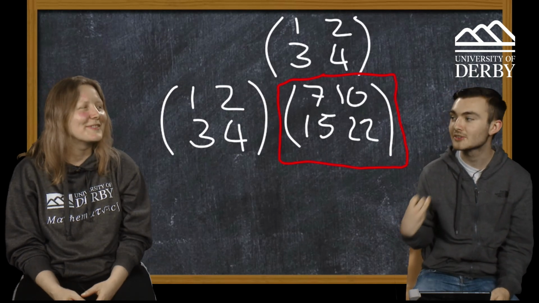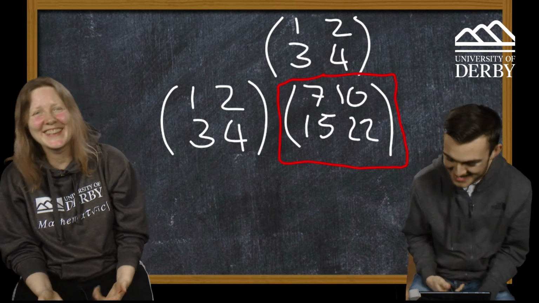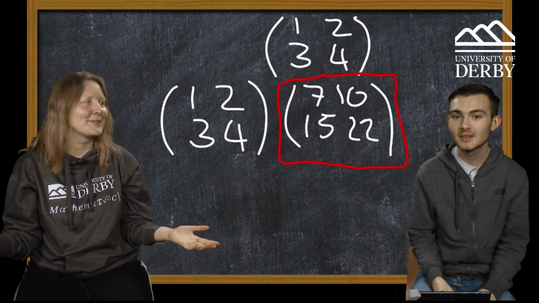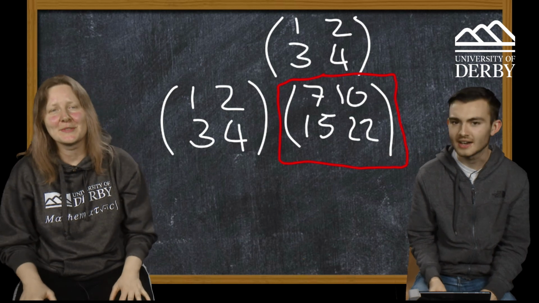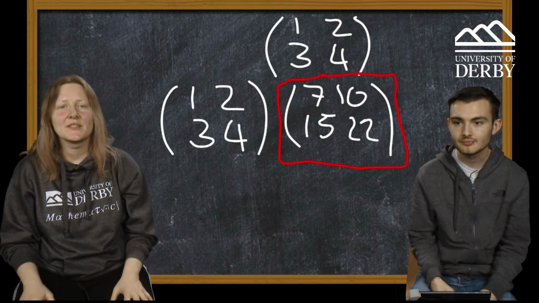We can't put QED though, because it isn't a proof, unfortunately. But we can say it's done. We're finished. So that's how you do a matrix multiplication.